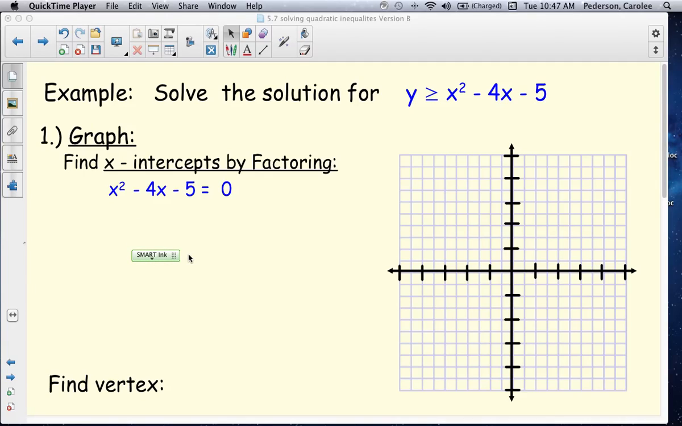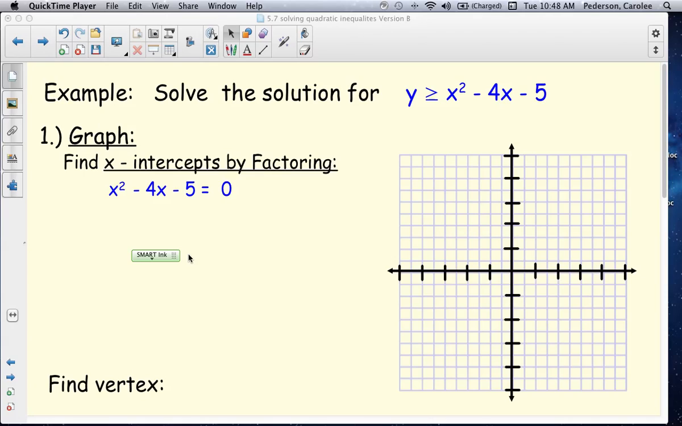This is 5.7, part 2. We're going to continue on doing one more example of where we graph a quadratic inequality to find the solution. The difference with this problem than the first example that we did was the first example was in vertex form. This quadratic is in standard form. So we have to find a few more pieces before we can quickly graph this quadratic inequality. So make sure you're following along with this example.